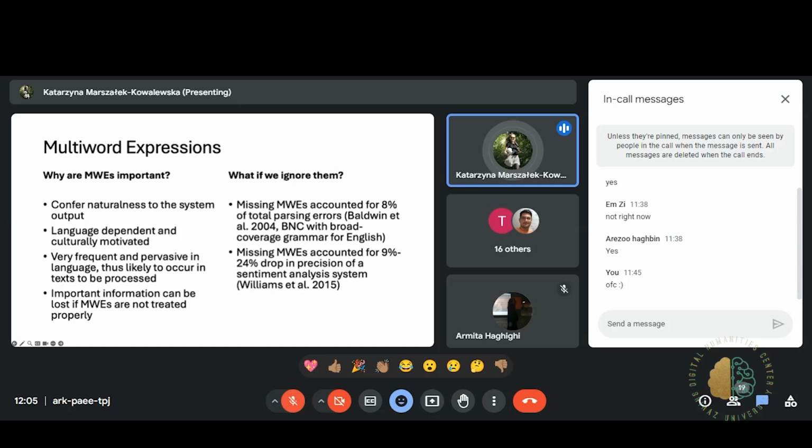Indeed, there have also been some studies on how many errors they account for in different downstream tasks. They account for more or less 8% of total parsing errors. That was the study that Baldwin and his colleagues did on the British National Corpus. And when it comes to sentiment analysis, the drop in precision for not treating multi-word expressions correctly was between 9 and 24. So that's actually a really huge drop.